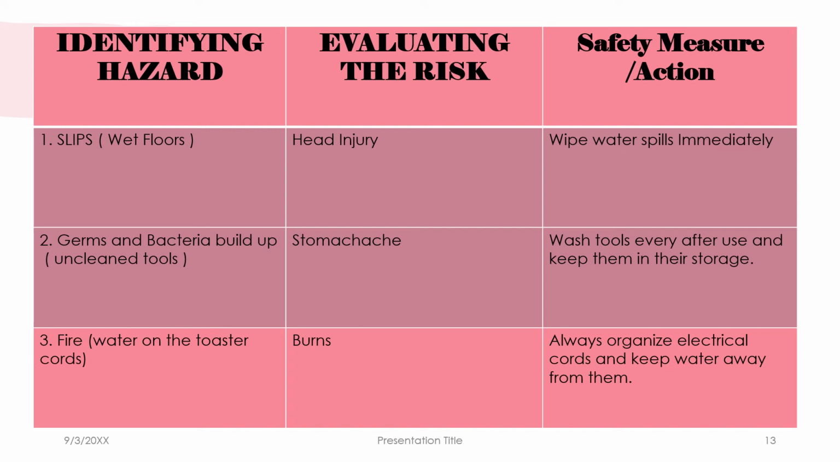The safety measure or the action that we are going to do is wipe water spills immediately. Then number 2, germs and bacteria buildup because of the unclean tools. The risk, stomach ache. Safety measure: wash tools after every use and keep them in their storage. Then number 3, fire because of the water and the toaster cords. The risk, burns. Safety measure: always organize electrical cords and keep water away from them.